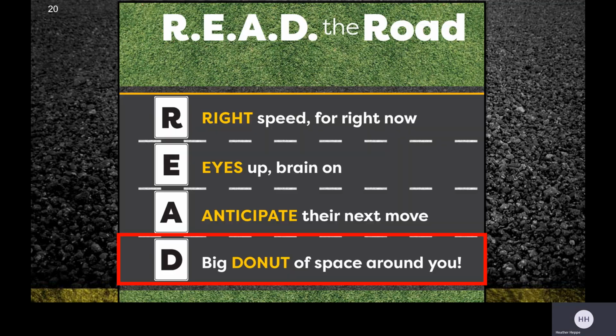Oops, I'm going to back up. I jumped a slide here. I apologize. The big donut of space around you. So we're going to come back to that donut again. And remember the D in READ, the road, stands for big donut of space. It is hard to hit something when you have plenty of space.